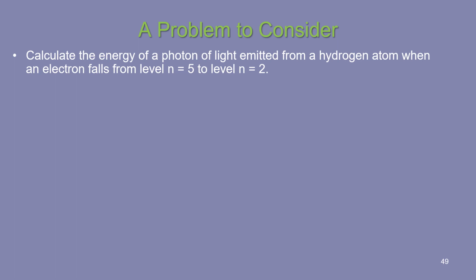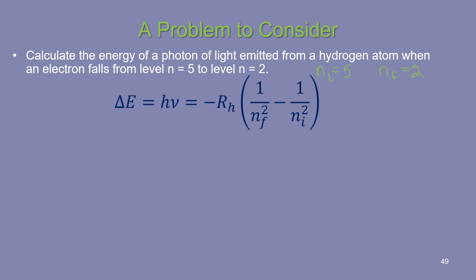So let's do an example. Calculate the energy of a photon of light emitted from a hydrogen atom when an electron falls from the 5th level to the 2nd level. So what we know is that the initial level is 5 and the final level is 2. So we can use our equation that we saw on the previous page. Delta E, which is what we're looking for, the change in energy, is negative RH times 1 over n final squared, which is 2 squared or 4, minus 1 over n initial squared, which is 5 squared, so of course that's 25.